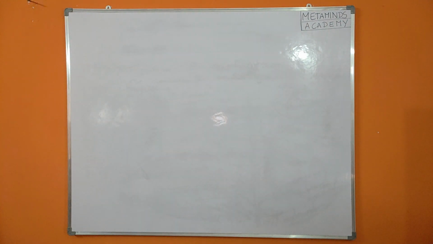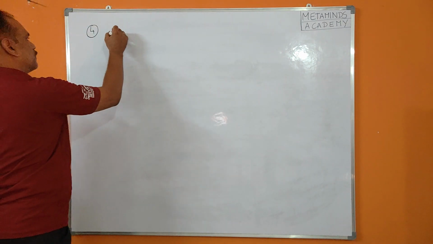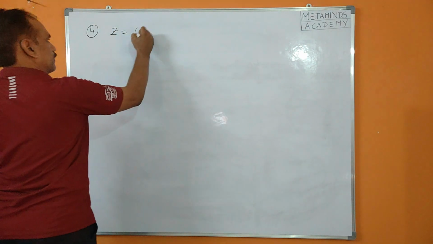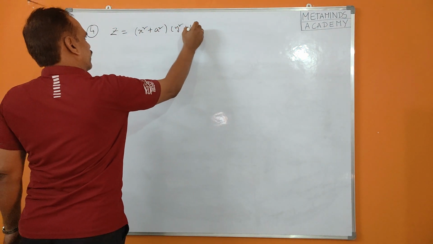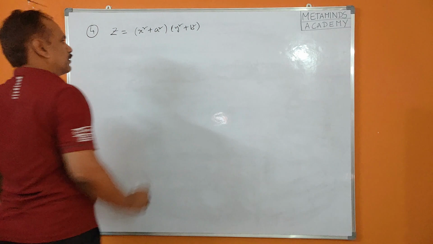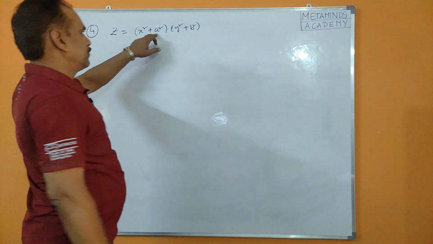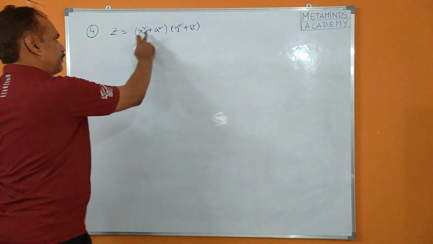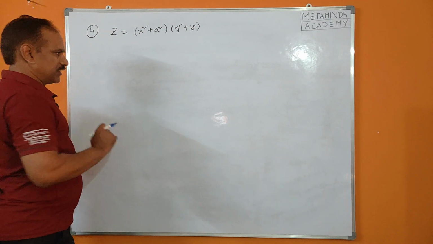Now let us take one more problem. z equal to (x square plus a square) into (y square plus b square). Here also there are two arbitrary constants a and b and two independent variables x and y. You will get a first order partial differential equation as a solution.